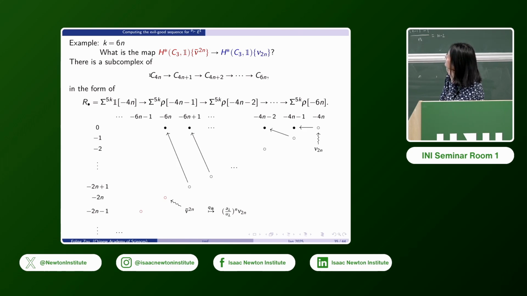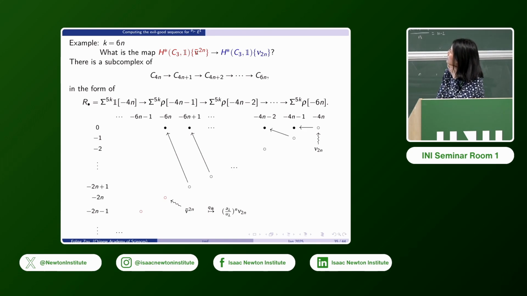Sorry, it comes from some element in co-simplicial degree 4n, and that turns out to be this trivial representation 1 in co-simplicial degree 4n. So that's where V2n comes from. What about V bar 2n? Well, this comes from some homology of this cochain complex, and it's in co-simplicial degree 6n, and it's a trivial representation. And how are they related?